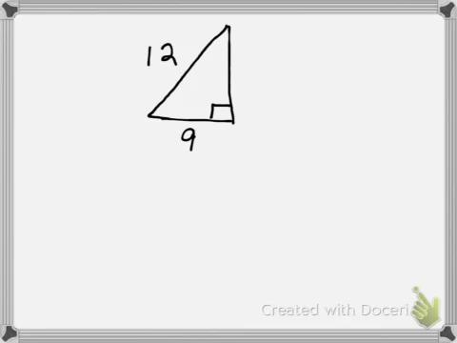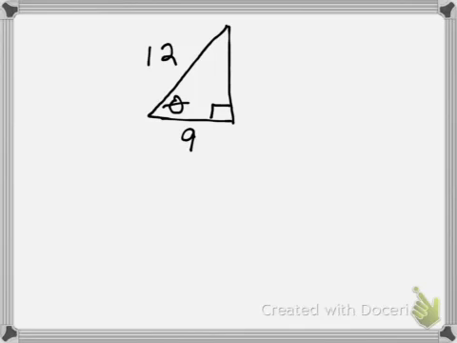Taking a look at example 4 on page 545, we have a right triangle, and I'm going to draw it for you. It has a hypotenuse of 12, and it has a leg that's 9, and here's my angle, my theta. And it wants us to solve for the angle theta, so it's just asking us to find that angle.